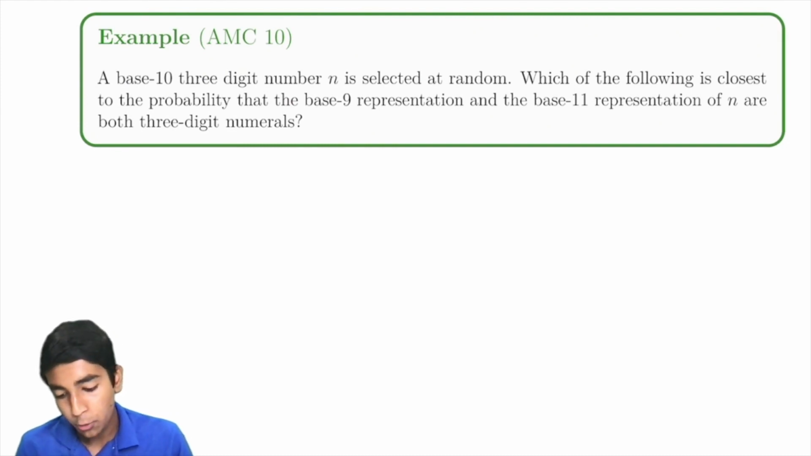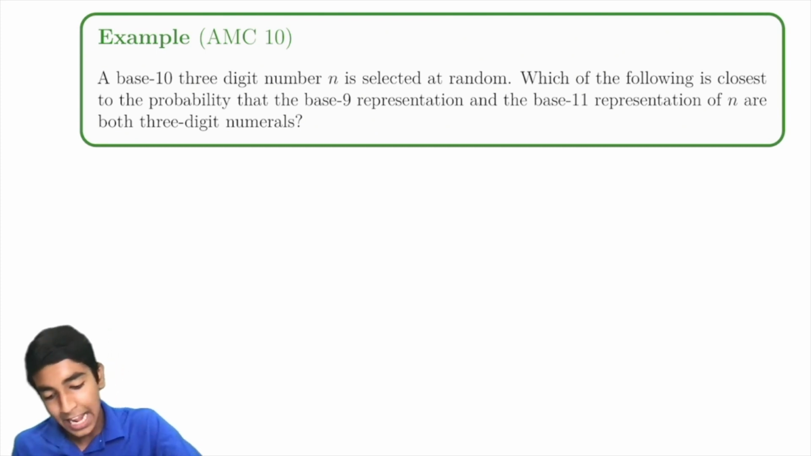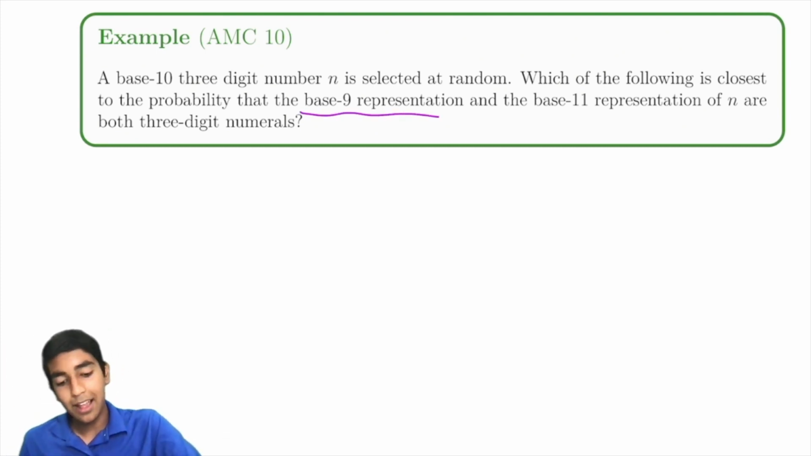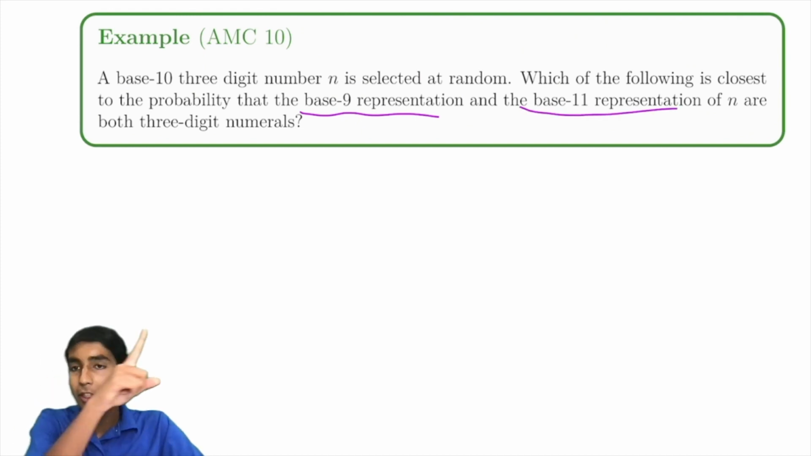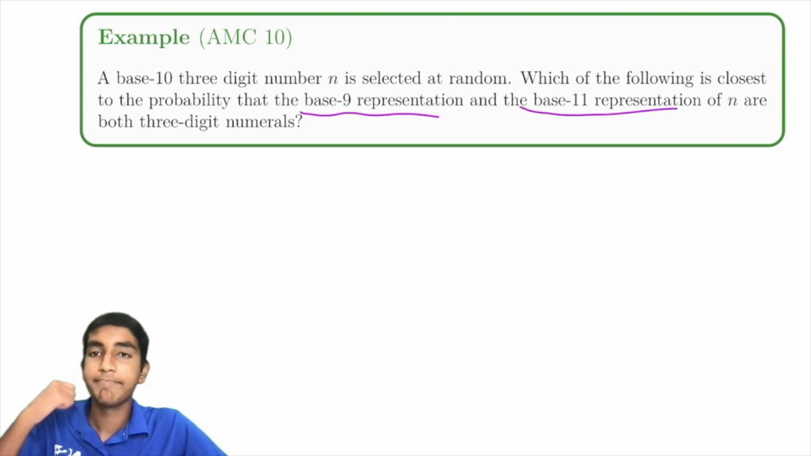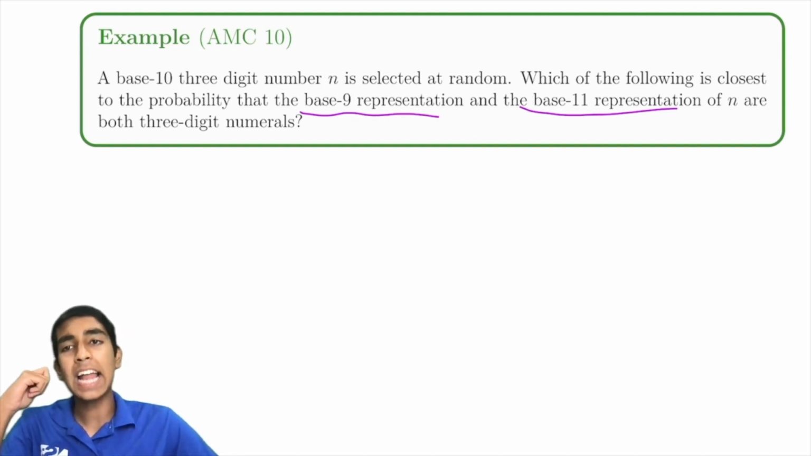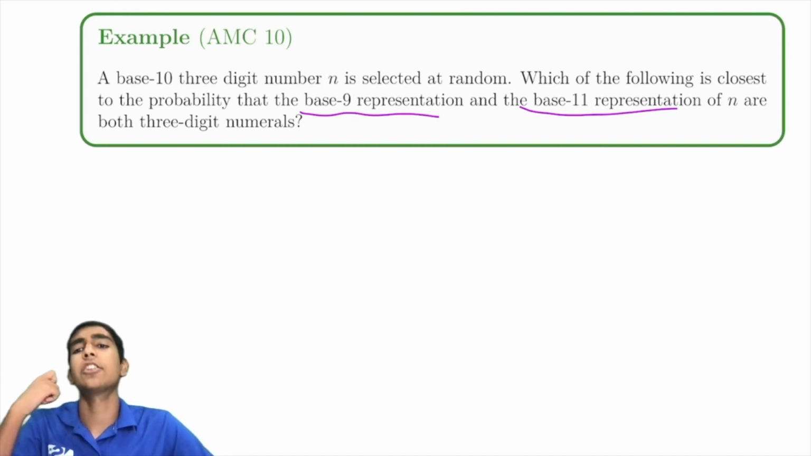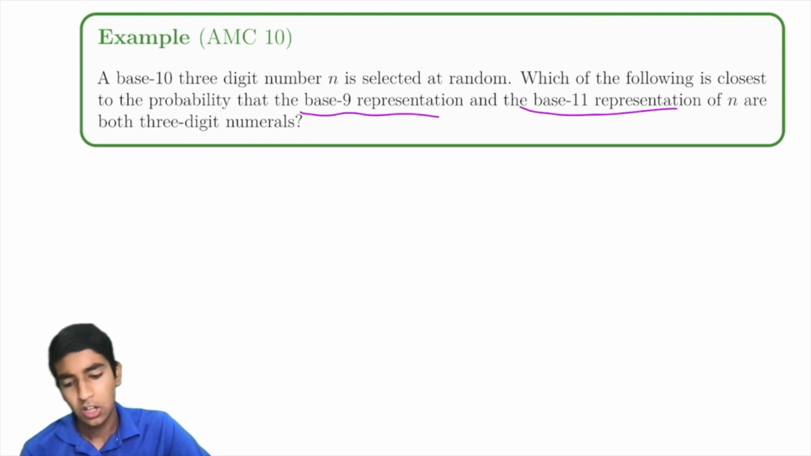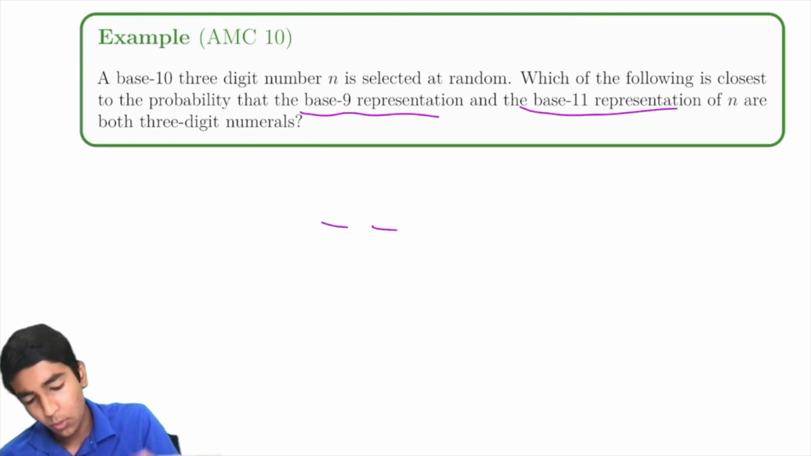A base 10 3-digit number n is selected at random. Which of the following is closest to the probability that the base 9 representation and the base 11 representation are both 3-digit numbers? Well, what does it mean for a base 9 representation to be a 3-digit number? Well, for base 9 to have 3 digits, what does that mean?